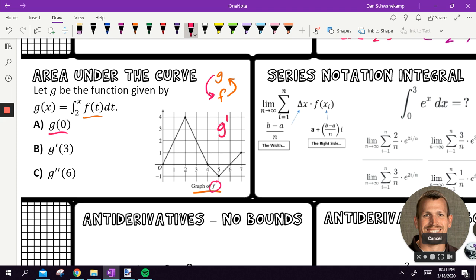So if I want to find g of 0, I've got g prime. I want to talk about g at 0. That is the area under the curve. Okay, area under the curve.